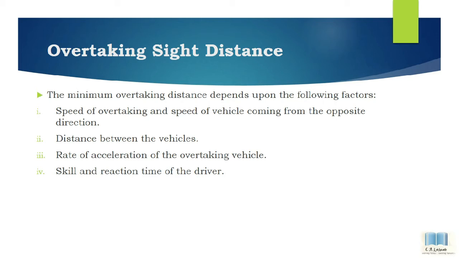Then the second factor is the distance between the vehicles. The distance between two vehicles is also a very important factor for overtaking sight distance. Then the third factor is the rate of acceleration of the overtaking vehicle. This point is also important for overtaking sight distance.